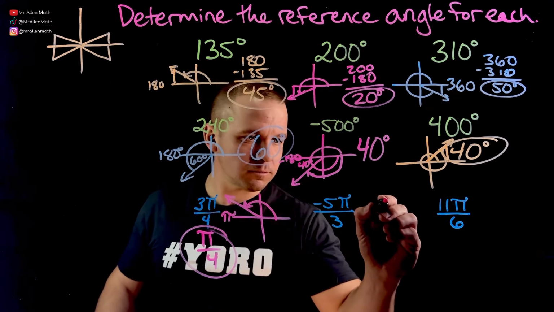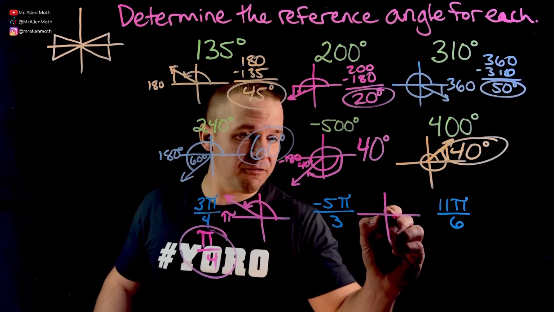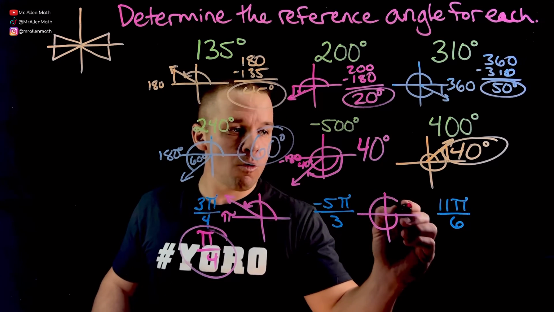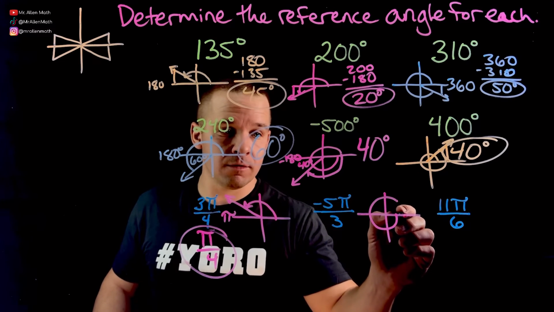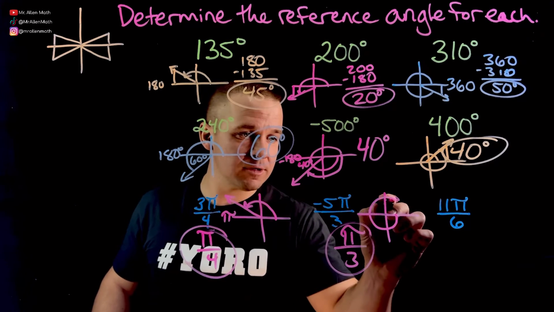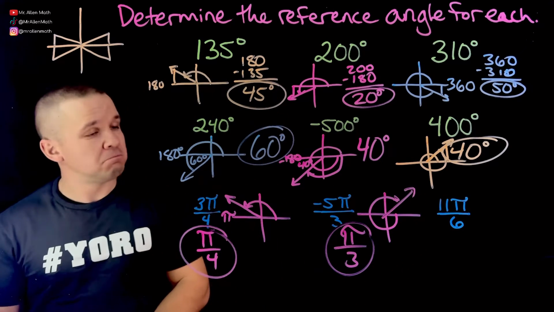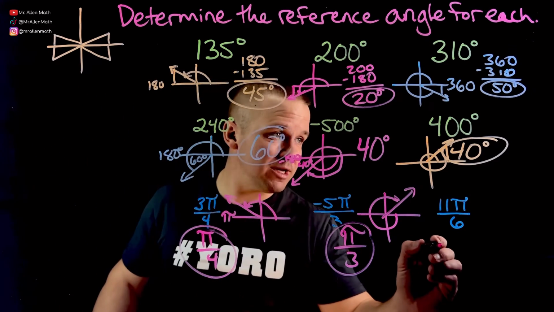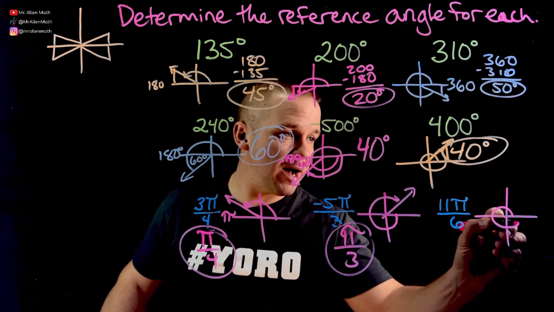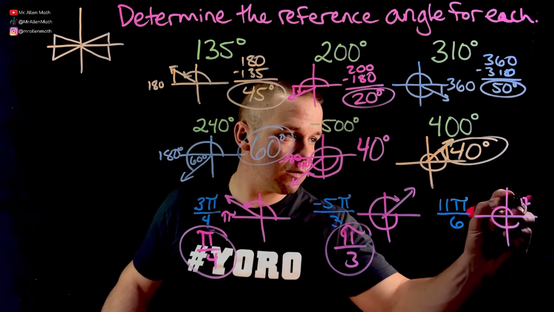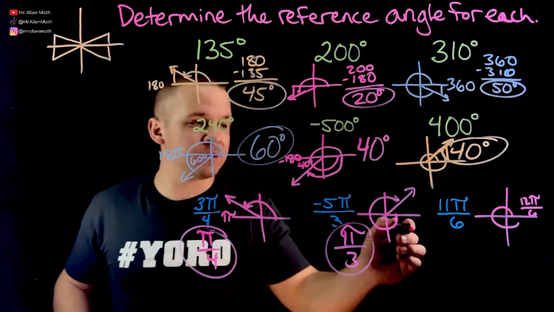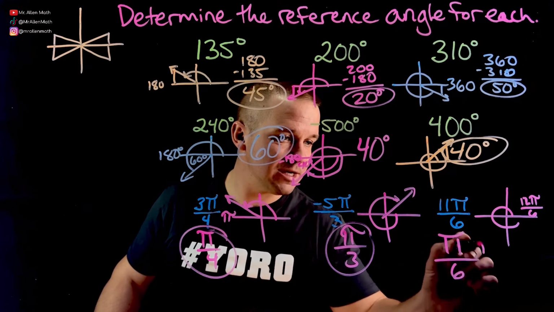Over here on this one, if I do a negative 5 pi over 3, negative 6 pi over 3 would give me the full rotation. I'm 1 away from that. I'm pi over 3 as my reference. Nice. And 11 pi over 6, same deal here, guys. I think you can actually fit it right here. 11 pi over 6, well, 12 pi over 6 is 2 pi. That's the full rotation. I'm 1 pi over 6 away from that. 1 pi over 6 is my reference.